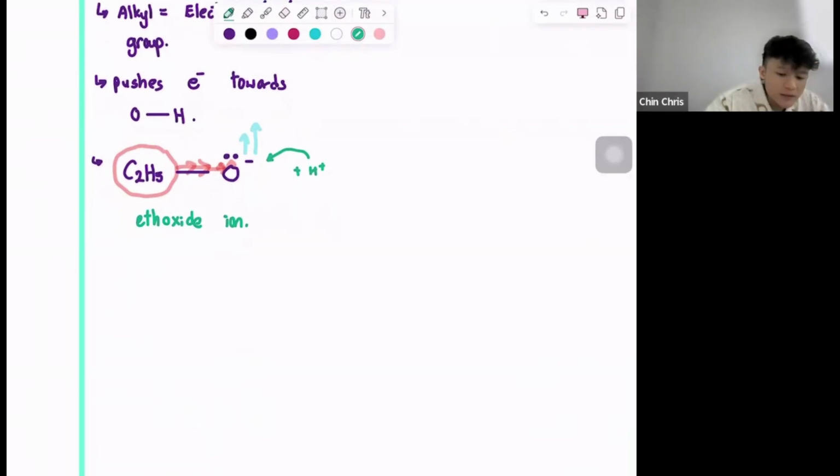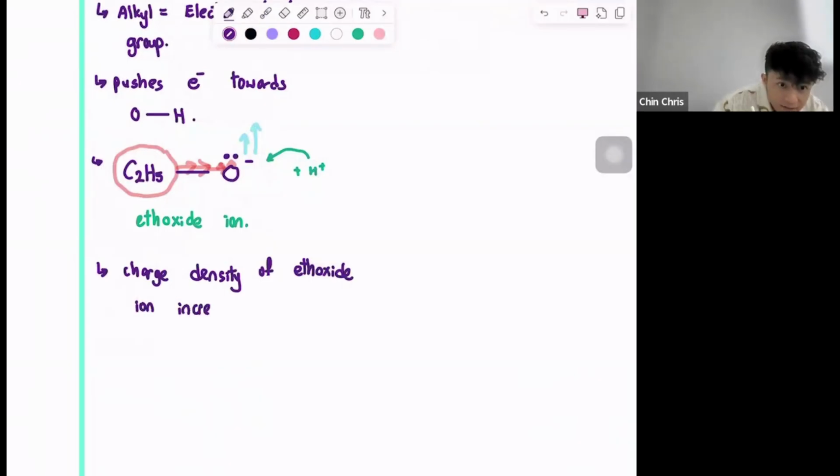Understand? One more time, guys. You have an electron donating group. It pushes the electron towards your oxygen, which means this negative is highly negative. You have a lot of electrons here, so the charge density is very high, so it will immediately attract back an H plus. So I can mention that the charge density of your ethoxide ion increases, which also means that your H plus is easily attracted back. Am I right?